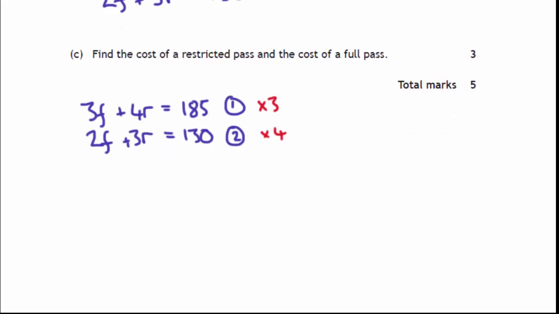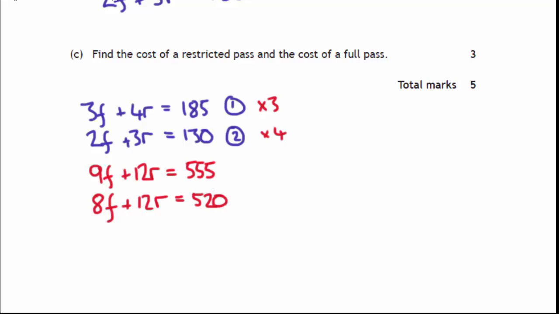Okay. What you end up with is 9f, 3 times 3, plus 12r equals 555, and that is 8f plus 12r, and that equals 520. Okay, and these are another two equations, so that's equation 3, and that's equation 4. Now to get rid of the r's, we just subtract equation 4 from equation 3, so we'll just write that down.